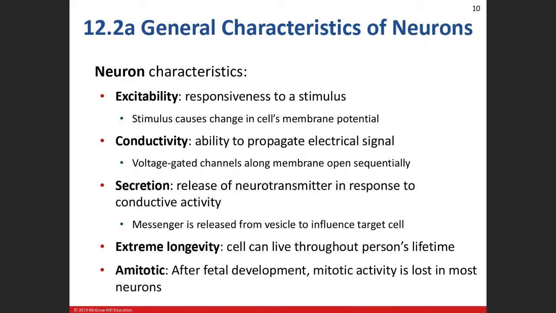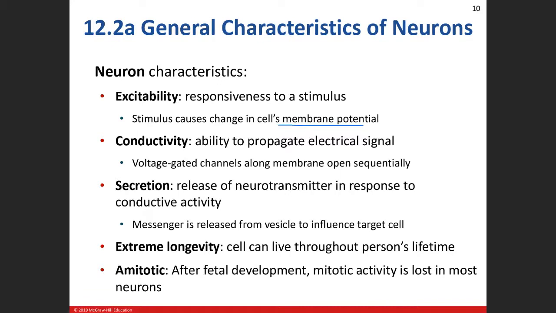Review of the characteristics. We talked about this last time: excitability, conductivity, secretion, extreme longevity, and amitotic. Excitability is the ability of a neuron to react or respond to a stimulus. We see that when we change the cell's membrane potential. The membrane potential, and we'll talk about this next week, is the electrical charge across the membrane. It has a specific electrical charge, and I'll teach you all about how we establish that electrical charge.